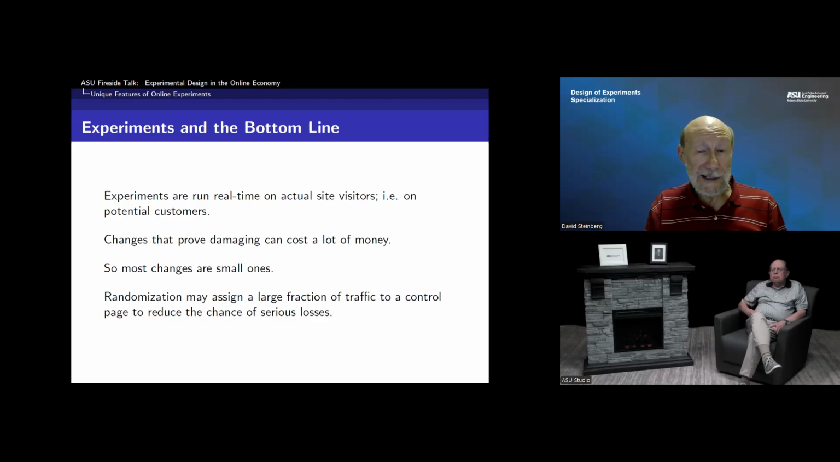Another aspect that goes on with this is how the randomization happens. And again, this is business conservatism: you may not want to do a 50-50 randomization because you're concerned it's going to cost you money. So what you may want to do is certainly initially allocate a much smaller fraction than 50% to a test version in order to make sure that it's not doing any serious harm. Once you verify that that's the case, then you can change that.